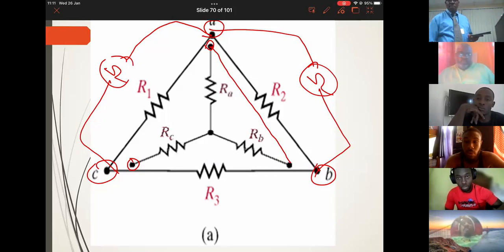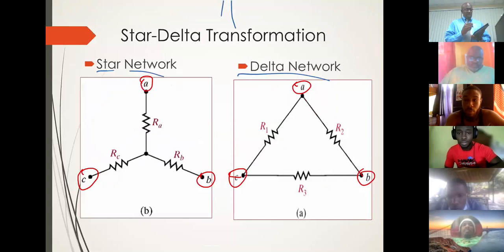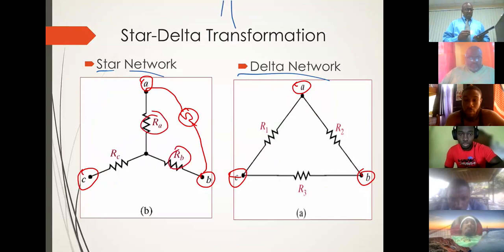Anybody? RA plus RC. No. Let me use a clean version. I'm putting my ohmmeter here. RA plus RB. RA plus RB. All right? What if I were to put the ohmmeter across the delta network?